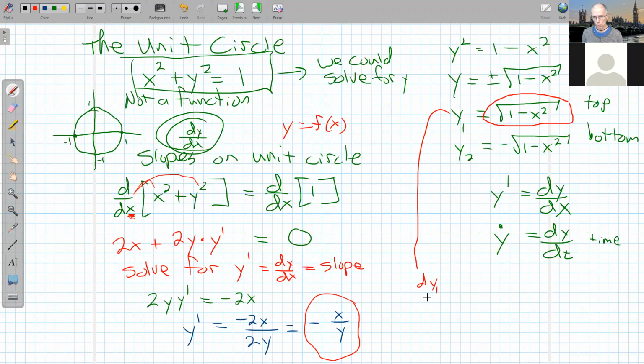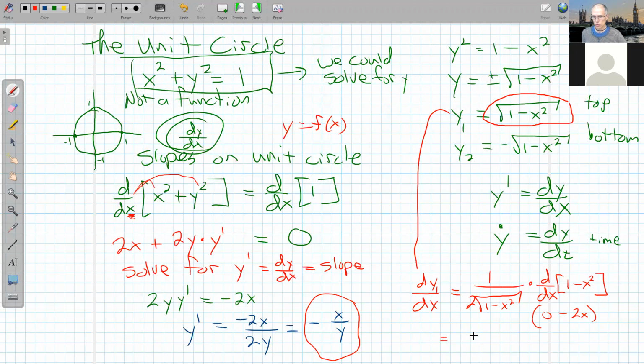The derivative of y1 with respect to x, according to the chain rule, the outer function is the square root, and the derivative of a square root is 1 over twice the square root of whatever's inside, and what's inside is 1 minus x squared. Then the chain rule says you've got to multiply by the derivative of the inner function, and the inner function is 1 minus x squared. So the derivative of that right there is the derivative of 1, which is 0, minus 2x.